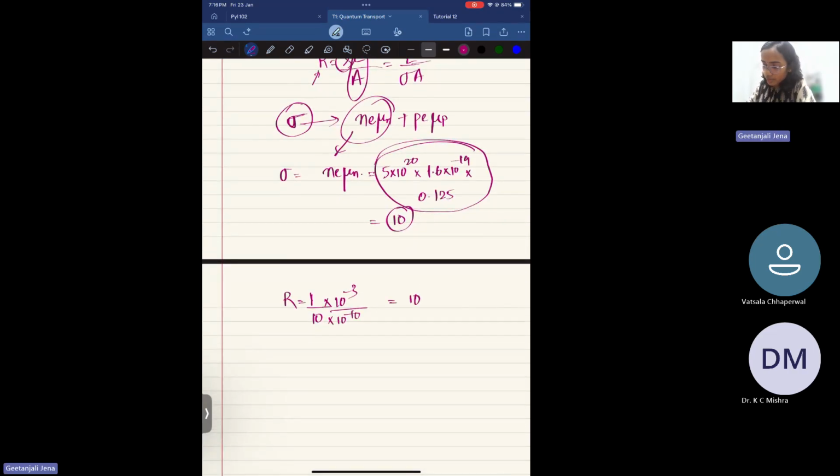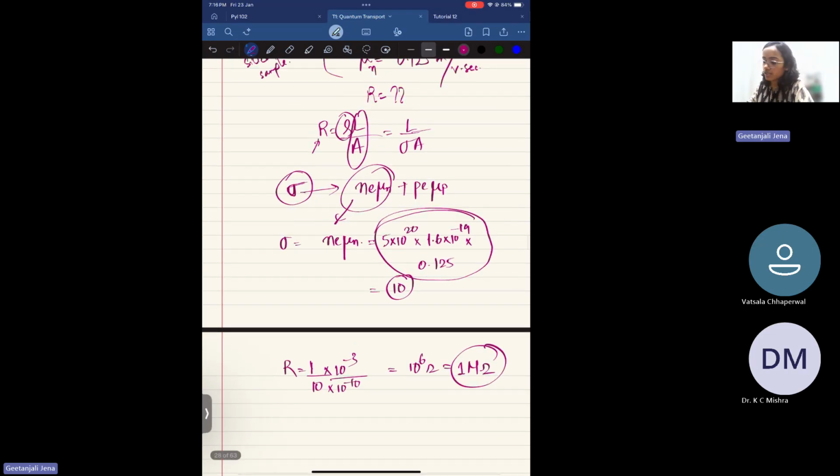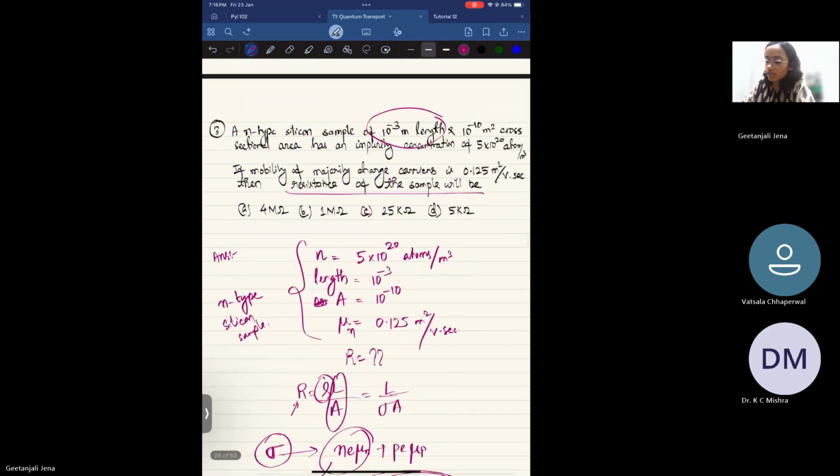So this will be 10 to the 6 ohm, which is nothing but 1 mega ohm. This is the resistance of this n-doped semiconductor. Answer B.